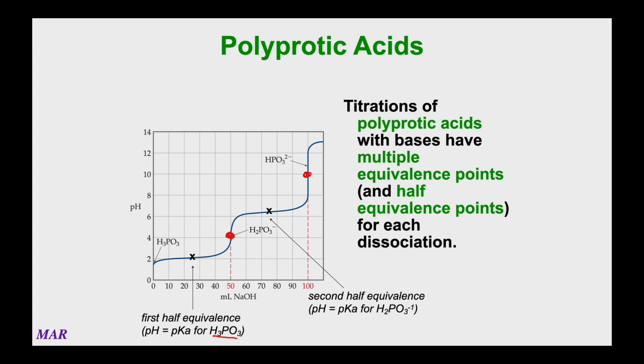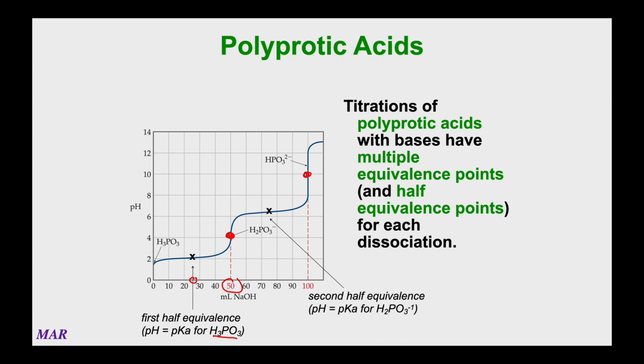So let's say you were titrating a polyprotic acid and you didn't know the Kas. Well, what I would do is do the whole curve. You'd find the volume to reach the first equivalence point. In this case, it's 50 milliliters, it looks like. Half of that volume, or about 25 milliliters, that's where the pH equals pKa. And that pH would equal essentially pKa1. That would be H3PO3 losing a hydrogen to become H2PO3 minus.